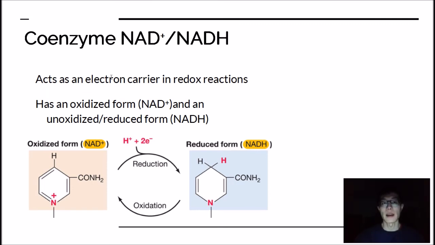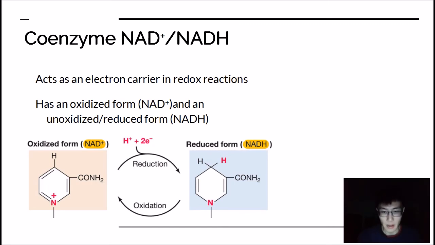So this coenzyme acts as an electron carrier in those redox reactions, which occur quite frequently in your glycolytic pathways, as well as your Krebs cycle pathways, as well as your electron transport chain. So it has an oxidized form, which is NAD+, and an unoxidized or reduced form, which is NADH. Remember, it gains an electron. It gains more electrons as a result. So if you look at the oxidized form, which is NAD+, it looks like this.